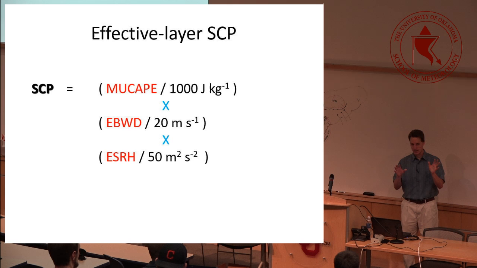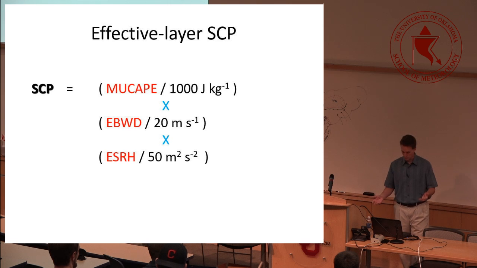And again, this is aiming at right-moving supercells. So we just take the CAPE divided by 1,000 times the effective shear divided by 20 meters per second times the effective SRH divided by 50. The units all cancel out in this case because we're dividing each one by itself. You end up with a non-dimensional parameter, and values roughly over 1 tend to favor cyclonic supercell environments.